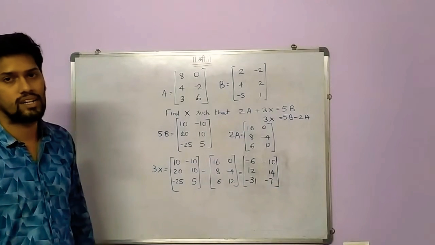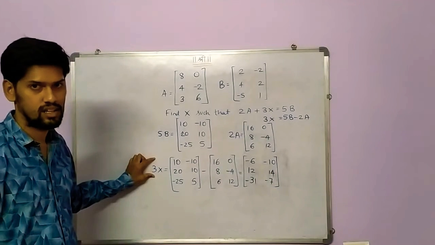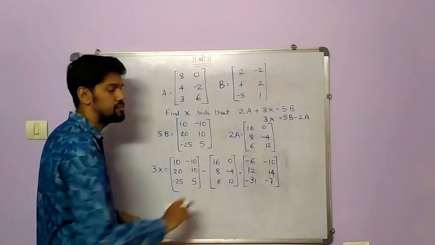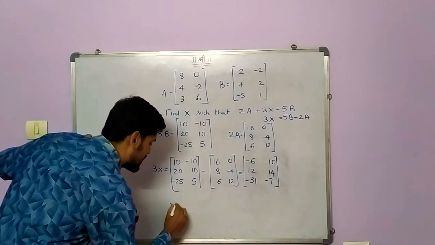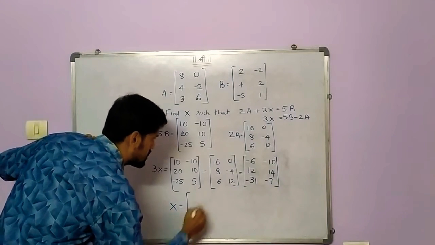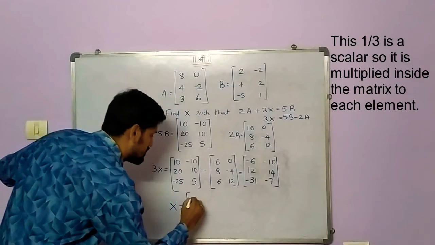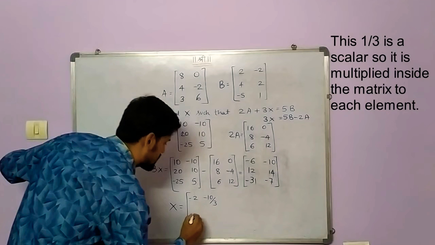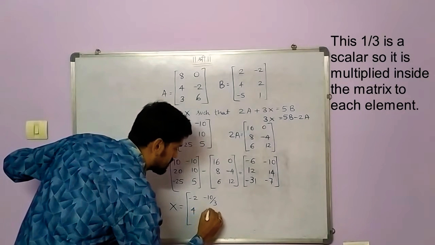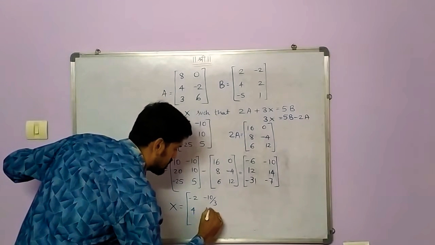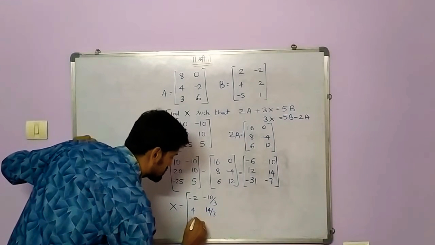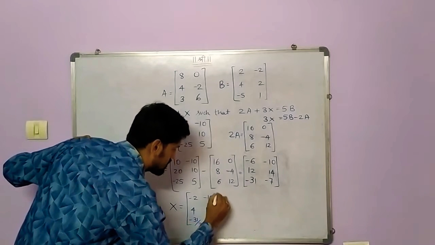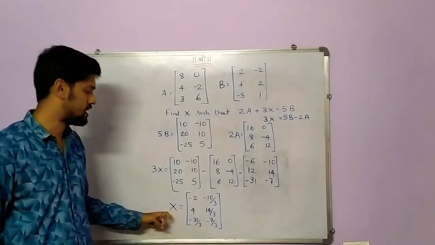Now this particular matrix that I have obtained is actually 3x. What we need to find out is matrix x. So what I will do is cross multiply this 3 on the other side. So my matrix x will be 6 minus 6 upon 3 will give you minus 2. This will be minus 10 upon 3. Next will be 4. This will be 14 upon 3. Next will be minus 31 upon 3. This is your matrix X.